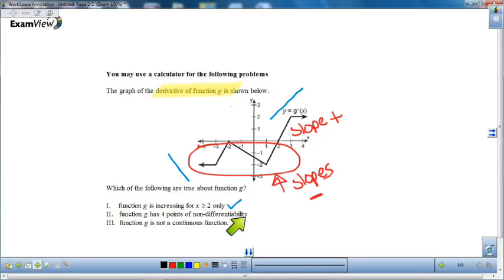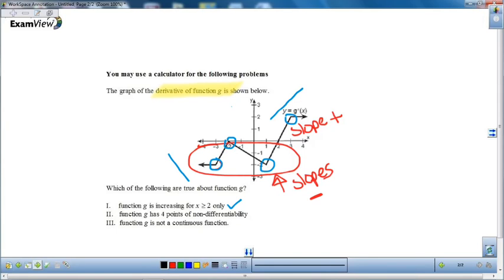So that means that g has 4 points where the derivative does not exist. Well, if you notice, there are 4 corners, so they're trying to trick you. 1, 2, 3, 4. And we talked about how in the corners, the derivative does not exist. But because we're looking at the derivative already, the derivative exists everywhere.